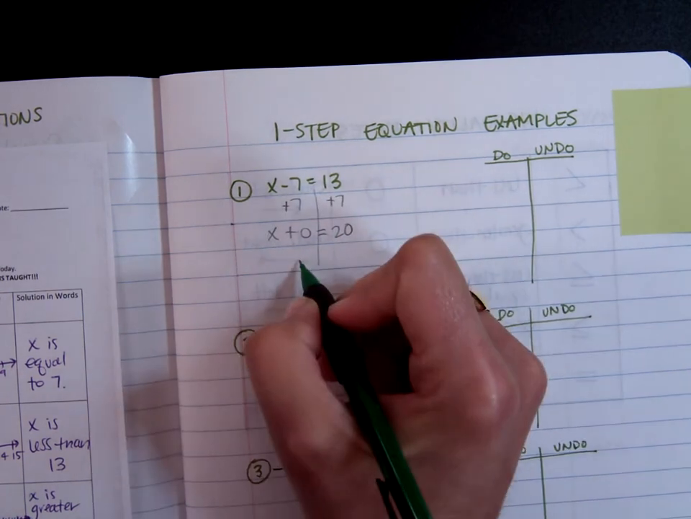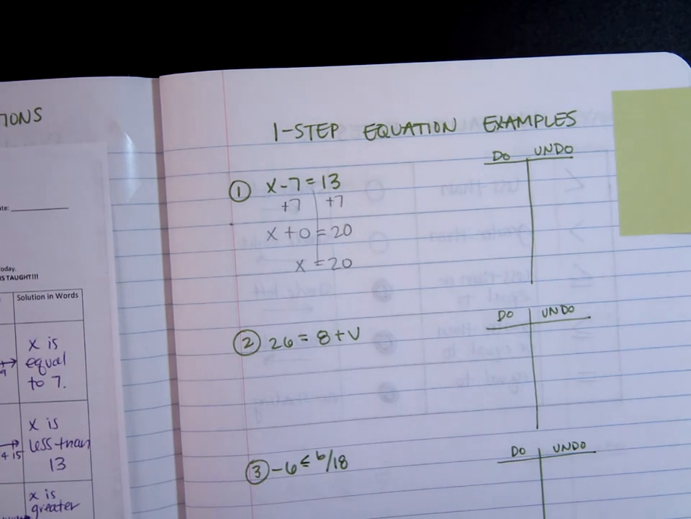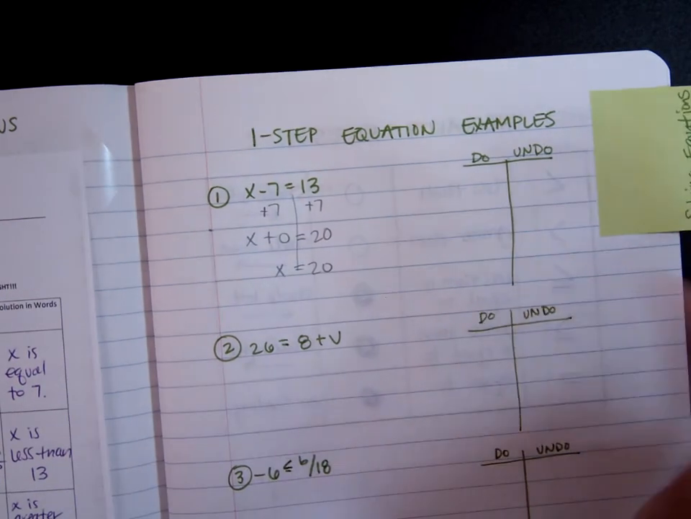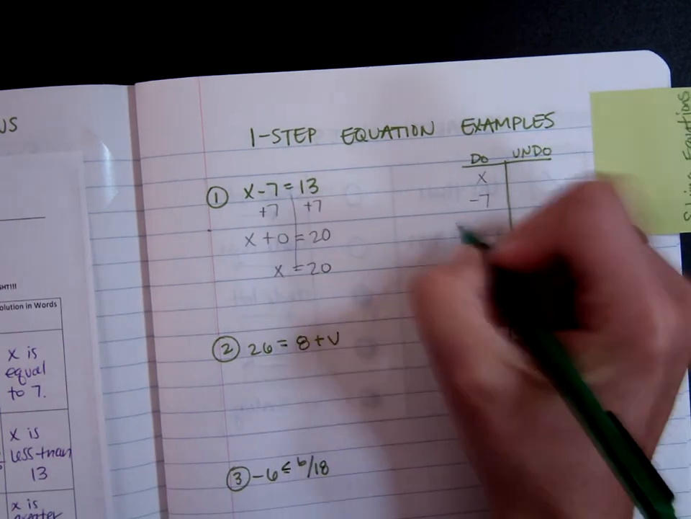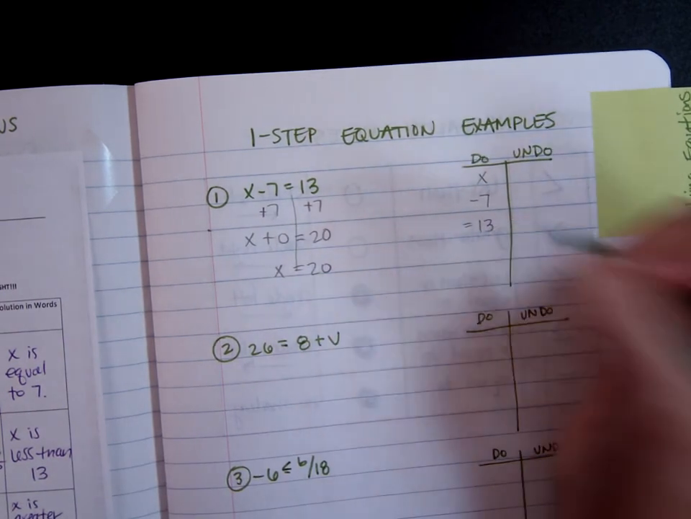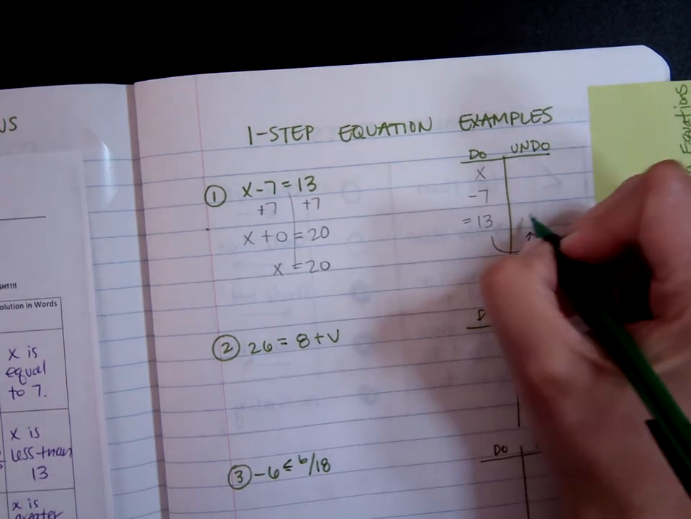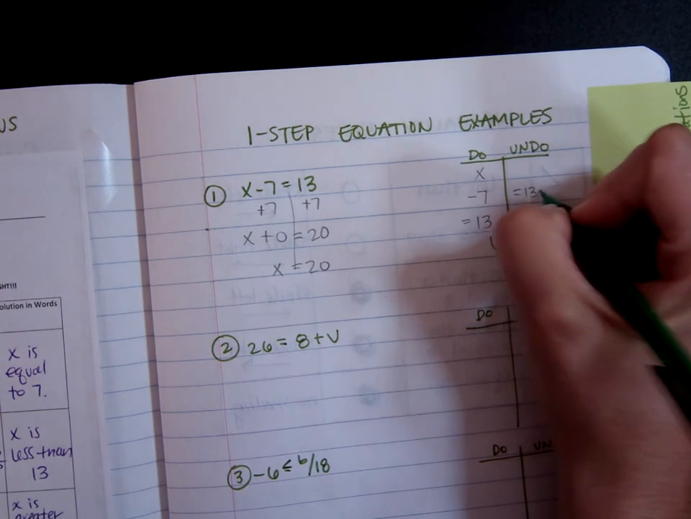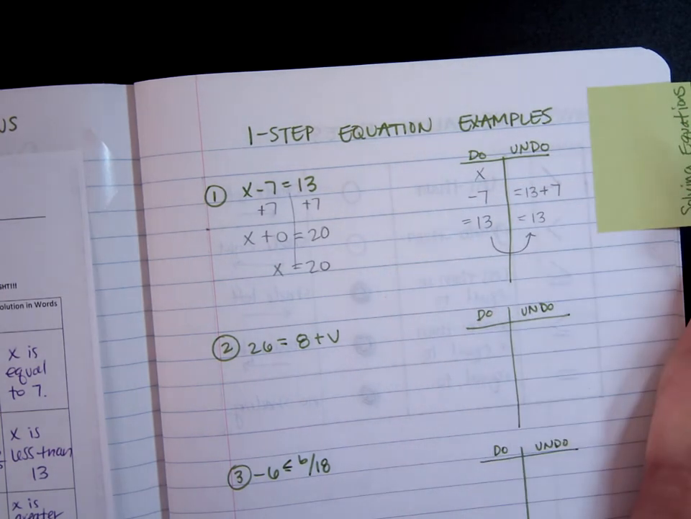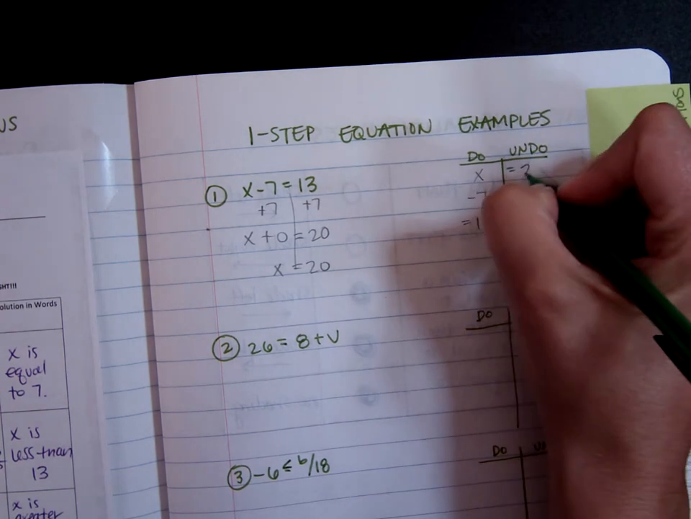X plus 0 is just x. So I get x equals 20. If you like the do, undo, I start with x, then I subtract 7, and I get equals 13. If I want to undo that, I start with equals 13. I do the opposite of minus 7, which is plus 7, and I get x equals 20.